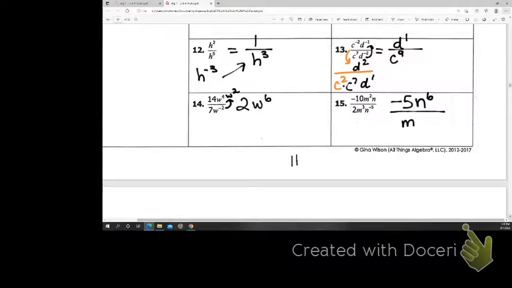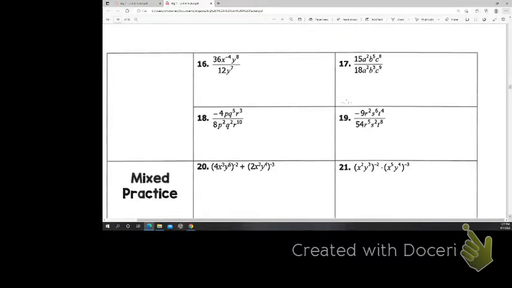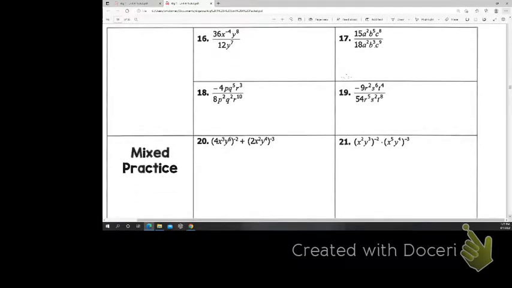The problems like you see on the next page, 17, 18, 19, are really more commonly what you're going to see as far as something I would put on a test, where there's not negatives to start with, but there are variables in both places. So for 17, 15 over 18, first we need to reduce that. What would 15 over 18 reduce to? 2 over 6.